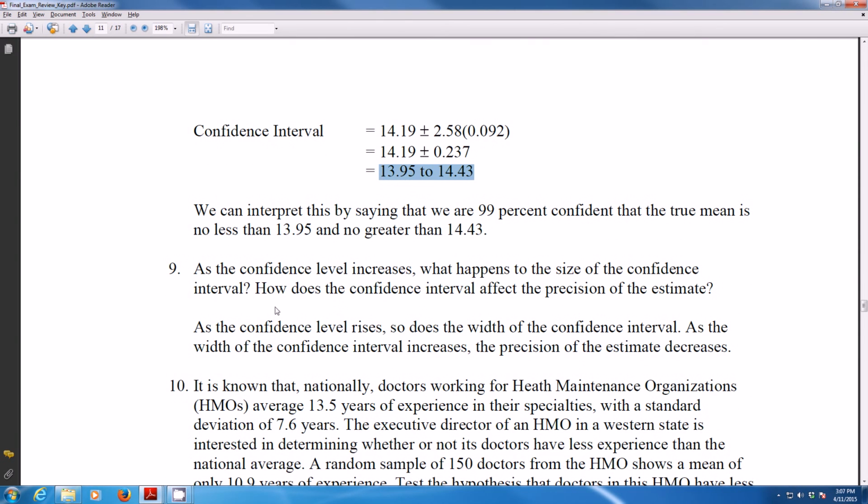And then question 9 basically says, what happens as you increase the level of confidence? What happens to the size of the confidence interval, and how does that affect precision? Well, we can see that as we increase the level of confidence, the width of our confidence interval got bigger, and that means that the precision of the estimate is lower because we have a harder time pinpointing the exact value of the population mean because we have more values to choose from. So there's a trade-off between level of confidence and precision. As one goes up, the other goes down.